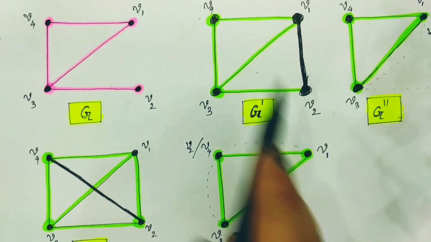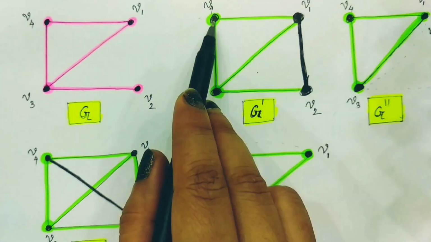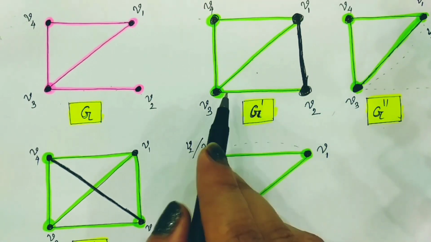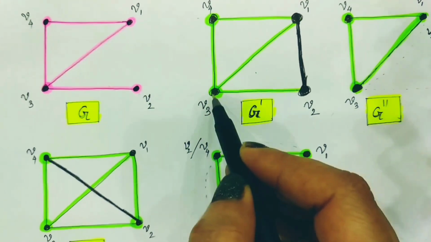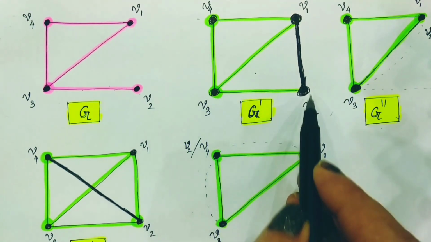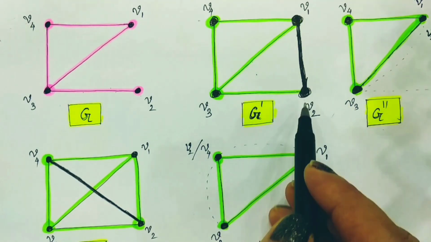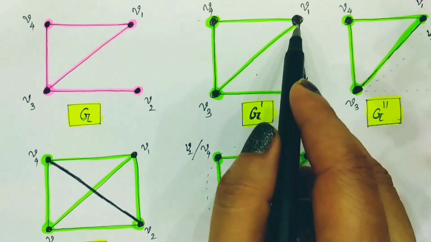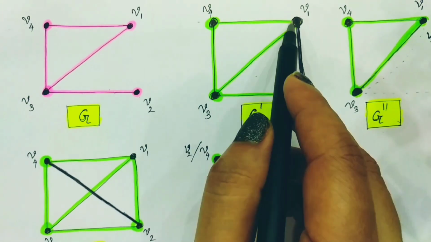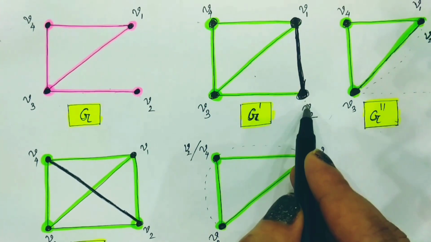If we merge these two, then what happens? V2 and V4 become the same vertex. V2, V4 being the same vertex means the edge V3, V4 should be merged with V3, V2. And here the edge V1, V4 should be merged into V1, V2.